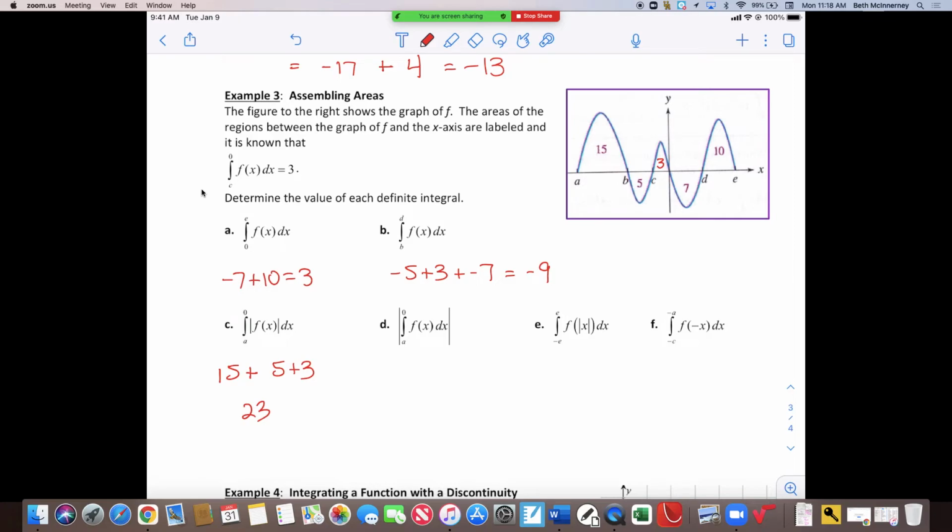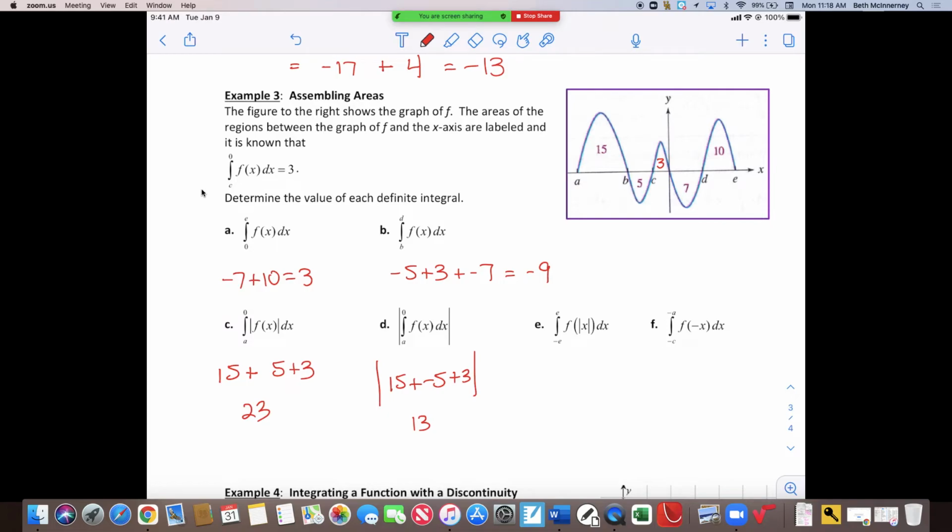What's the difference then in letter D when I put the absolute value on the outside of the entire thing? So you do your integral and then take that answer and make it an absolute value. So let's do that. From A to 0 would be 15 plus negative 5 plus 3. Absolute value of 13 is 13. All right, here we go. We're going all the way up to the 5s.